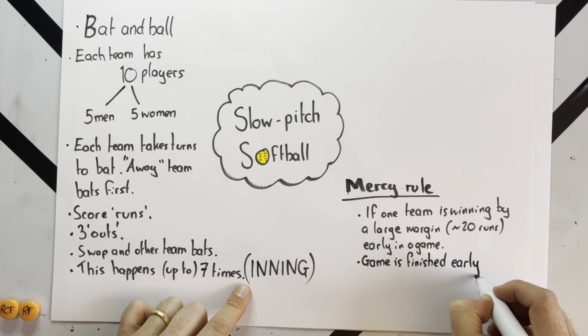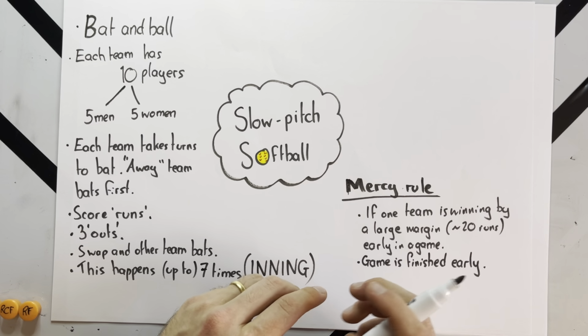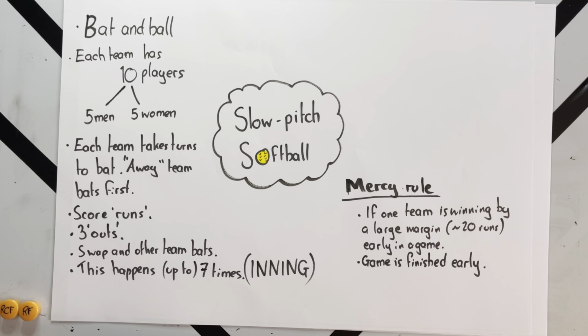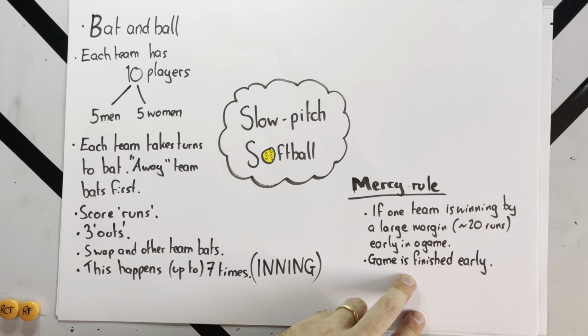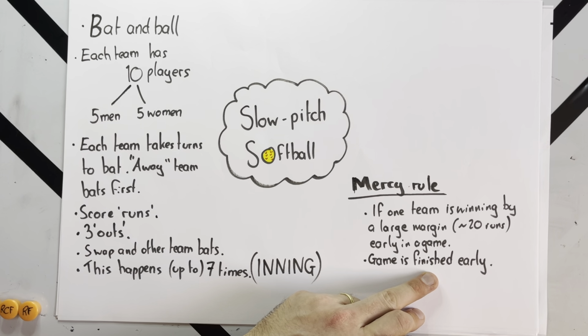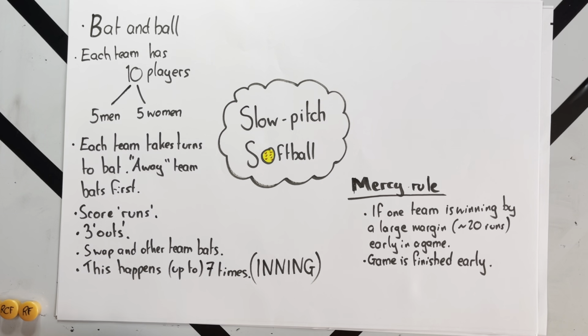Since softball is more of a sociable sport, it's not really that competitive, although some teams are. If the game is finished early, it's really to stop people from getting disheartened by being beaten by 20, 30, 40 runs. So if at the end of 4 innings you are 20, 30, 40 runs behind, the umpire will say the game is finished and the final score will be taken at the end of 4, 5 or 6 innings.